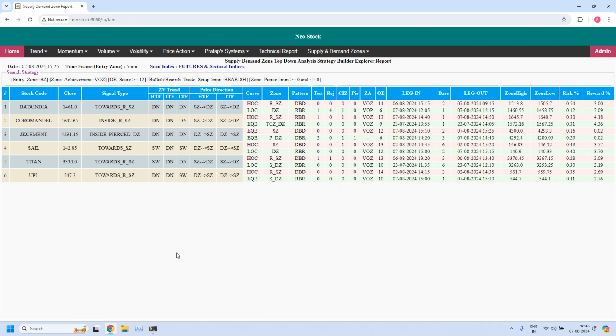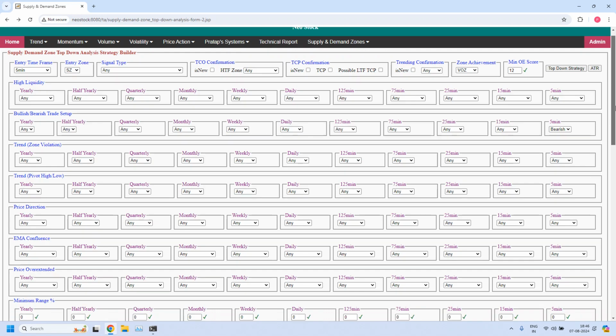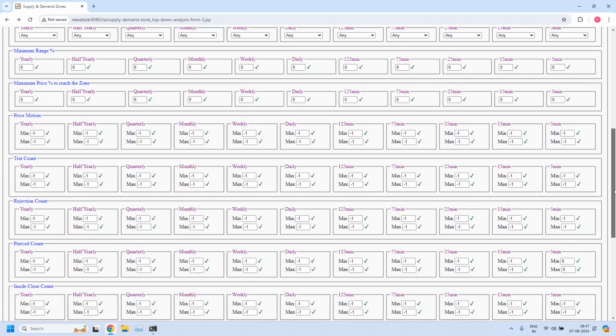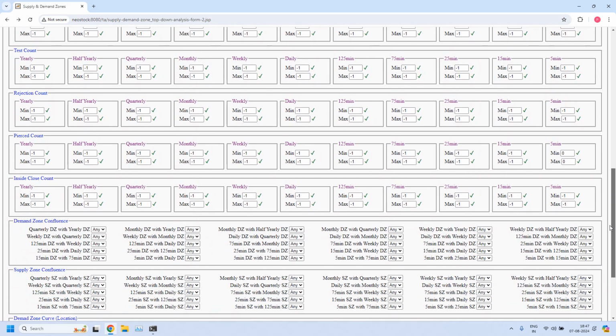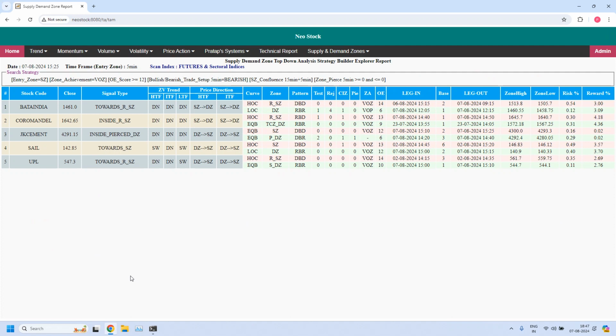So out of these stocks, how many of them have confluence with the 15 minutes time frame? I am looking for 5 minutes and 15 minutes supply zone confluence. So here the 5 minutes supply zone with the 15 minutes supply zone I am enabling, that is LTF and ITF. Let me check. Now the list has come down to 5.